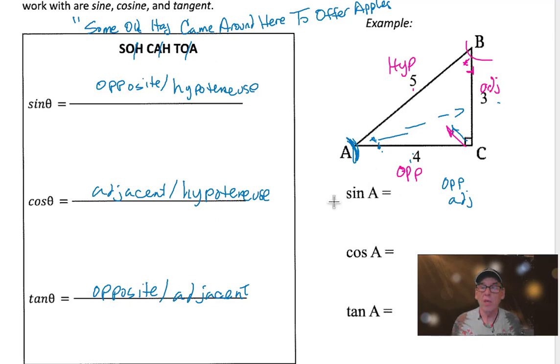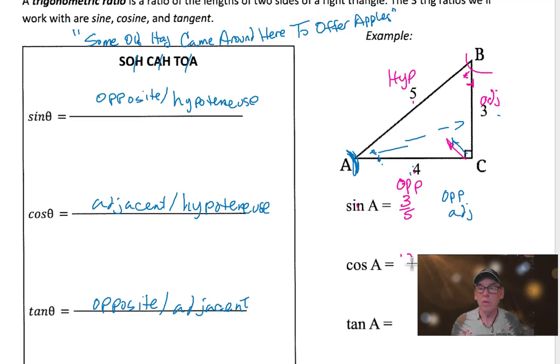So sine A for this triangle is going to be opposite over hypotenuse. It's going to be 3 over 5. Cosine A, which is adjacent over hypotenuse, is going to be 4 over 5. And tangent of A is going to be opposite over adjacent. That's going to be 3 over 4.